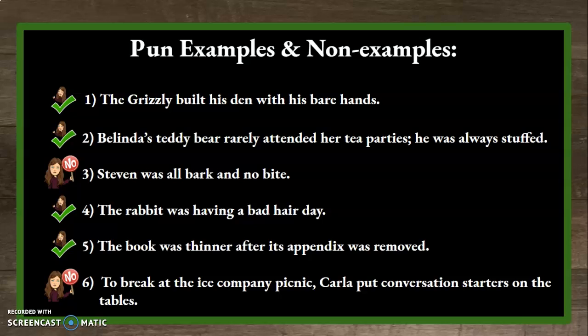And number 6, to break the ice at the company picnic, Carla put conversation starters on the tables. Break the ice is an idiom. It is not a pun. Break the ice has come to mean to get things started, to help people get to know one another. That's what break the ice means.